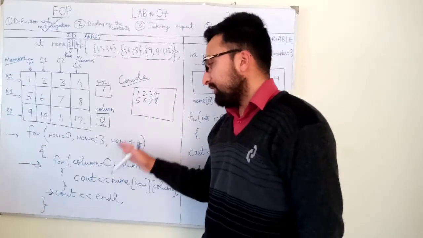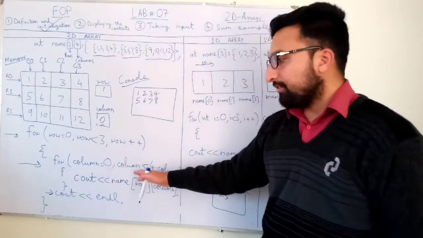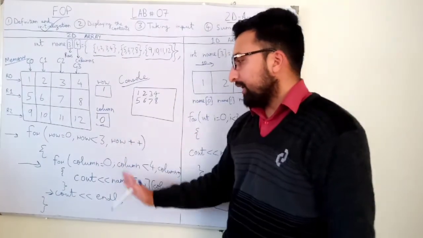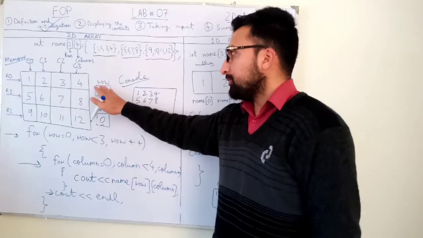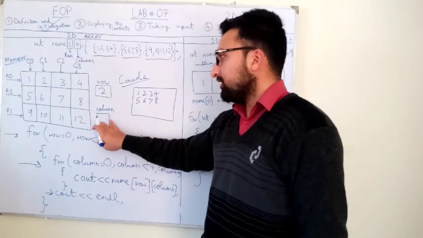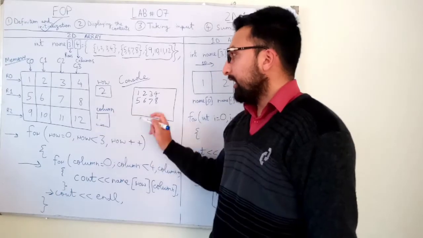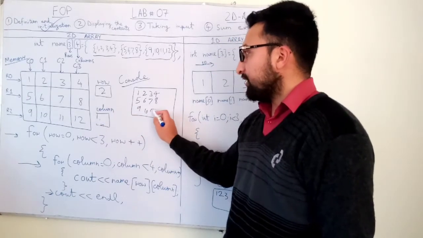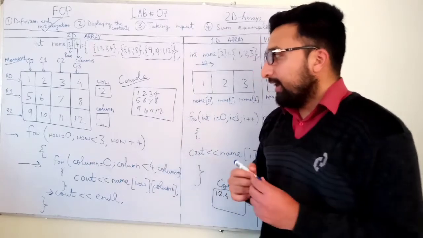Then this inner for loop is broken, and we go on to the next line and go back. The row becomes 2 now. The column values again change from 0, 1, 2, 3, and 9, 10, 11, 12 get printed on the screen.